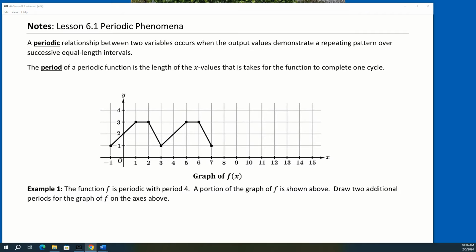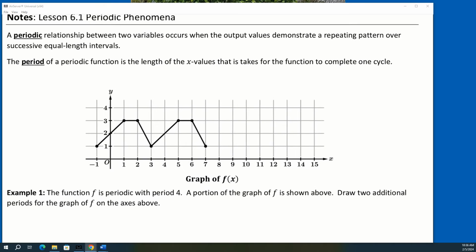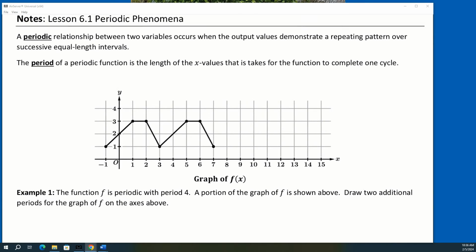So a periodic relationship between two variables occurs when the output values demonstrate a repeating pattern over successive equal length intervals. So a periodic function repeats a pattern or a cycle over and over and over again. The period of a periodic function is the length of the x values that it takes for the function to complete one cycle.